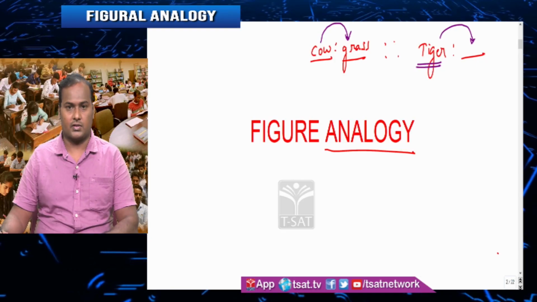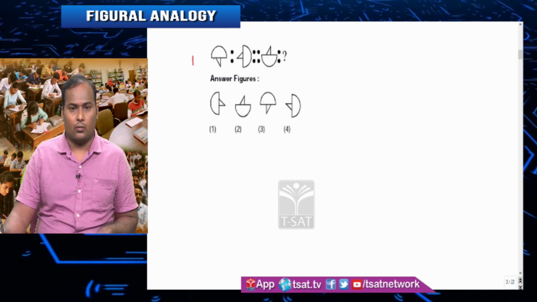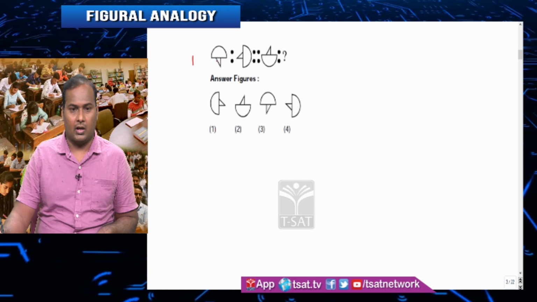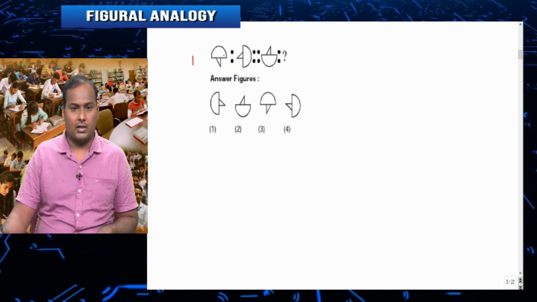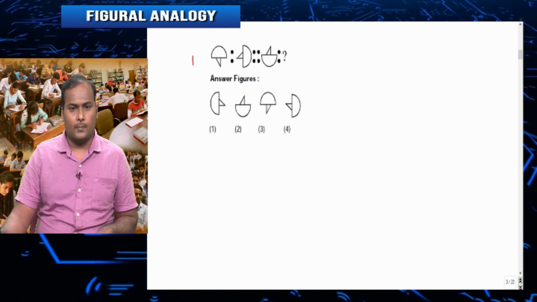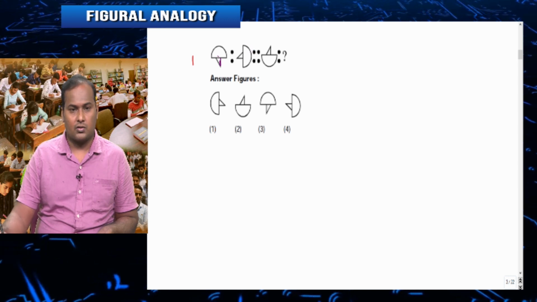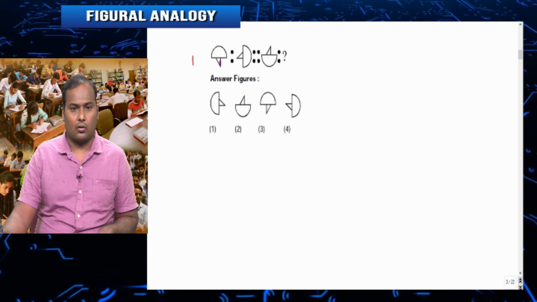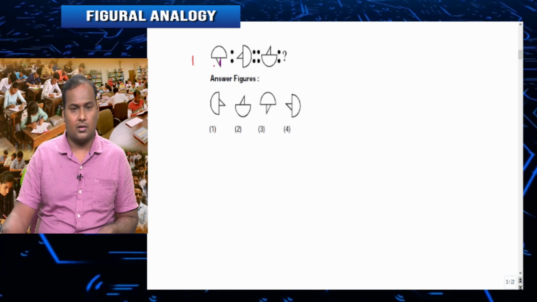Let's see the first question. The moment you see here, there are two figures. One is curved on the top and at the bottom you have another figure. But if you see these two figures, what is the relationship that you can establish? You see here the center line is rotating. So how is it rotating? It is rotating in a clockwise direction.